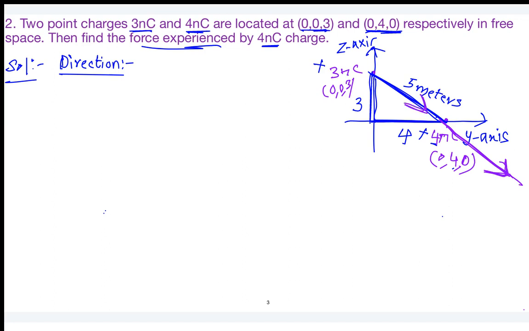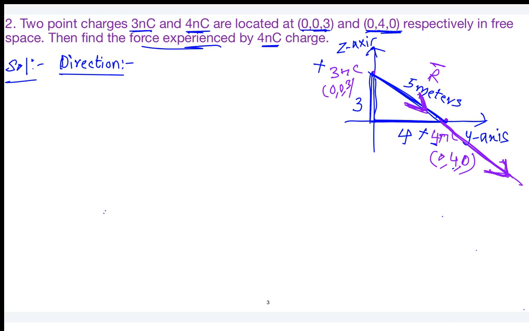In the first class I told you, does the direction represent the original vector or a unit vector? When you want to find the direction, always concentrate on the unit vector. So how to find the direction right now? This represents the unit vector along r bar. So what is the unit vector along r bar? It is r bar divided by the modulus of r bar.